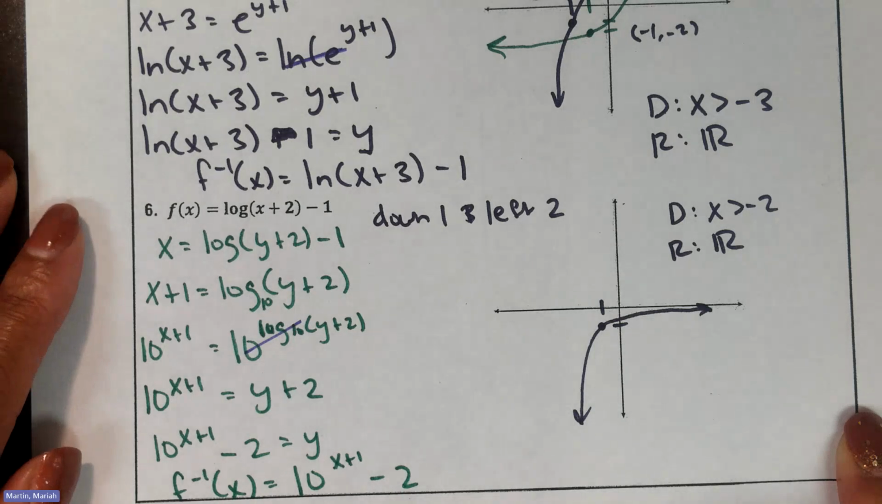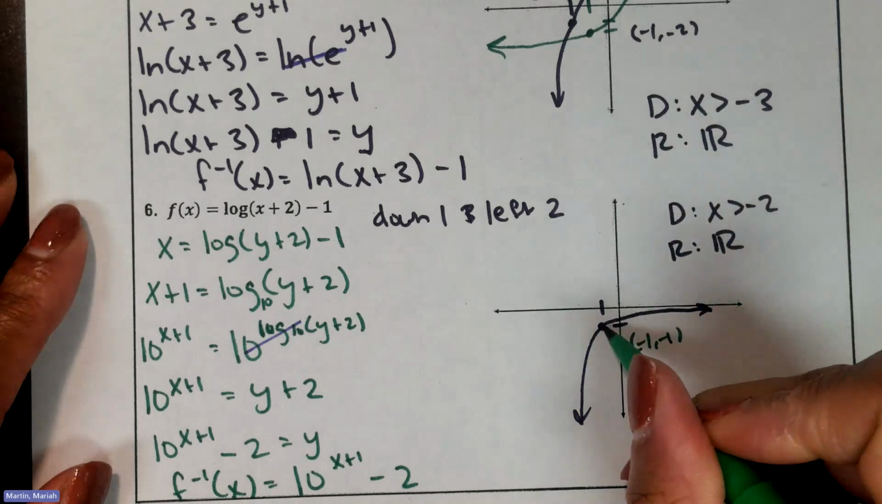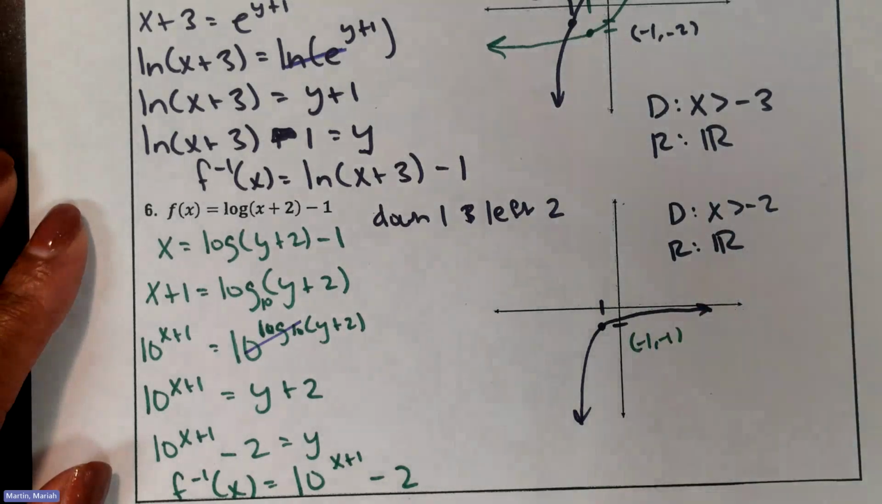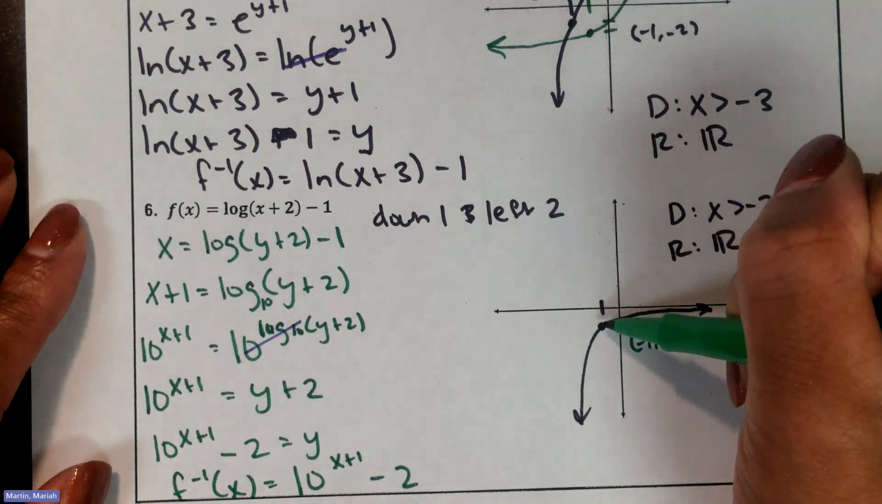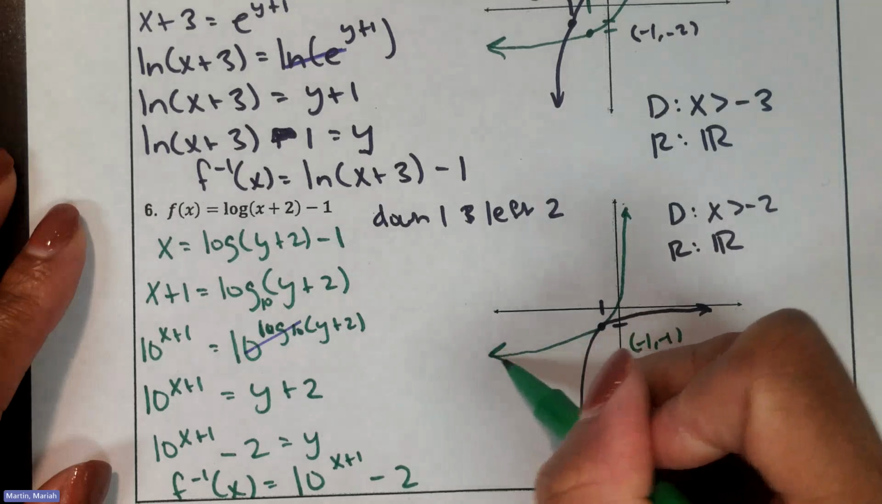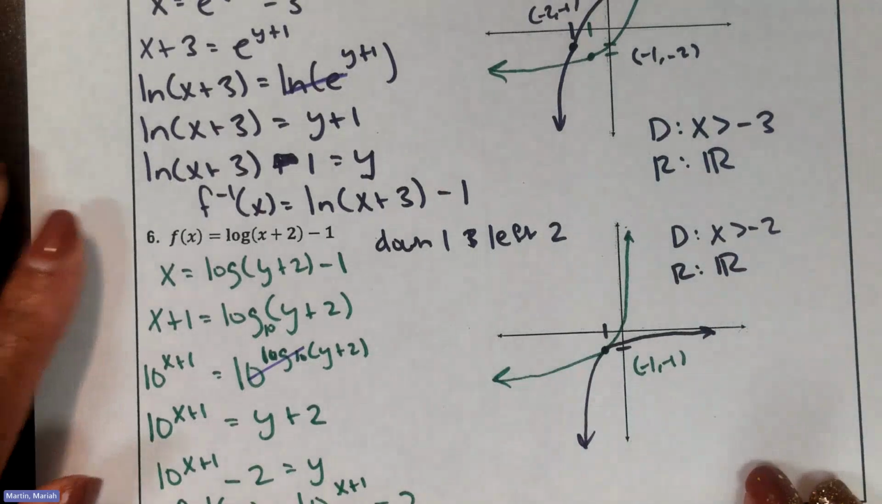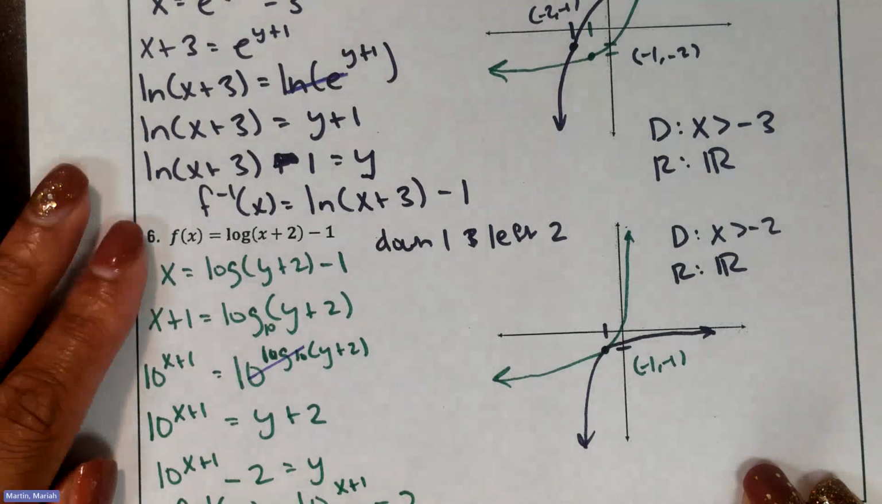Now remember, the inverse of our points are switching x and y as well. So if this is (-1, -1), the inverse is still (-1, -1). So this actually becomes an intersection for us. Now we can also graph this as well, but due to time, we're just going to see it as is.